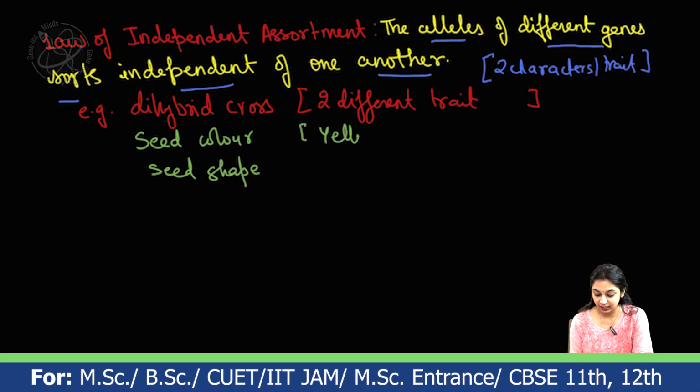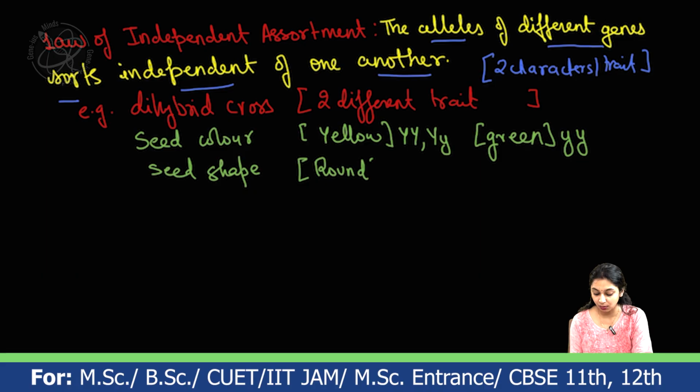The seed color yellow is the dominant one. It is represented by capital Y in the homozygous condition, and capital Y small y is heterozygous. The recessive one is green, represented with small y. When we talk about seed shape, it is round. It is represented as capital R capital R, and capital R small r. And the recessive character is wrinkled.